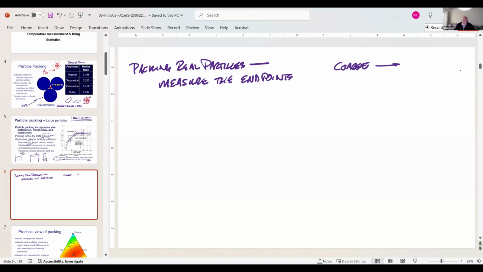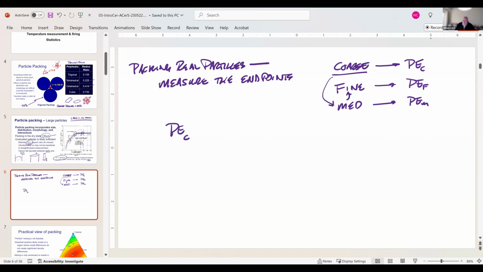So if you take your coarse particle and you measure its packing efficiency, we'll call that PE coarse, and you measure your fine particle and you get a PE fine. If you want to have a medium particle, you can have a PE medium. What you have is the pore space within the coarse particles is then filled by the medium particles, and the pore space between the coarse and medium is filled by the fine. So if I just do coarse and fine, I say the packing efficiency of the coarse particles, 1 minus that is going to be my pore volume.